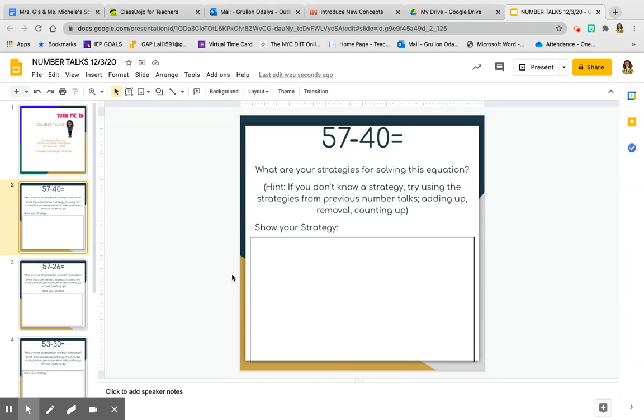So let's begin with the first number sentence, and we are practicing our subtraction strategies. This is 57 minus 40. I'll give you an opportunity to think of the strategies that you know. It could be adding up, it could be removal, it could be counting up, whatever works for you.